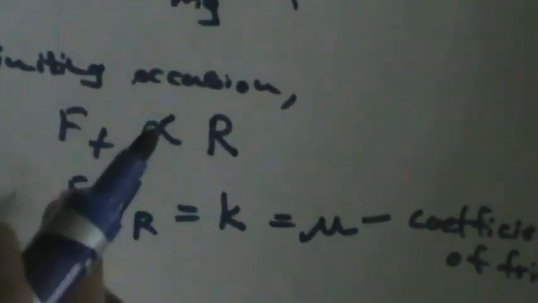The coefficient of friction, as I mentioned, is unique to any two surfaces. So if you change the surface, the coefficient of friction, or the value of k, also changes. If Ff divided by R is equal to mu, then Ff is equal to mu R. This is a very important relationship when you are considering frictional forces.